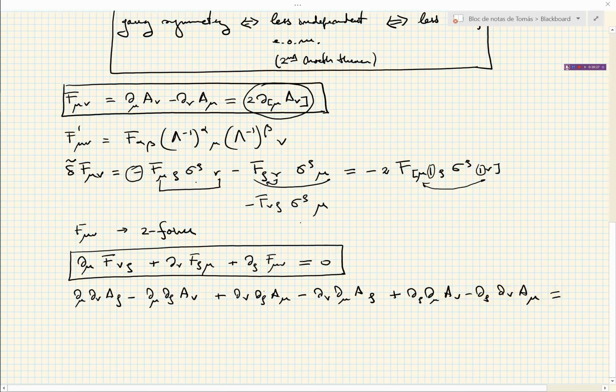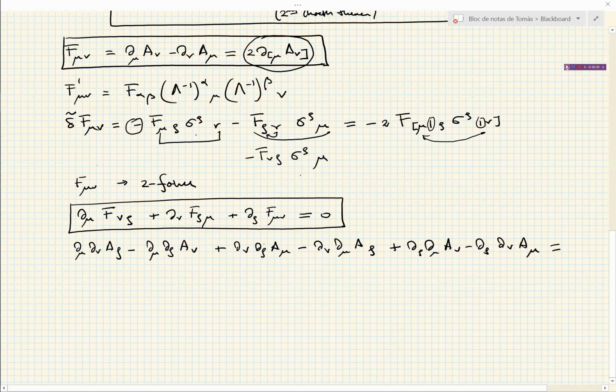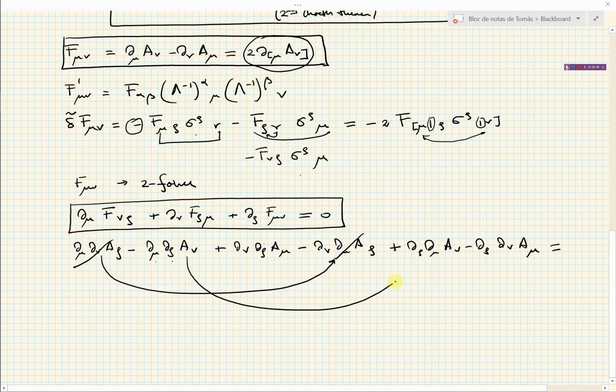And let's see what this gives. Now partial derivatives commute, so this term and this term just cancel because they are the same, partial mu partial nu and partial nu partial mu. Then I have here mu rho and rho mu with opposite signs, so they also cancel, and here nu rho and minus rho mu. Okay, so they also cancel, and indeed this is 0.